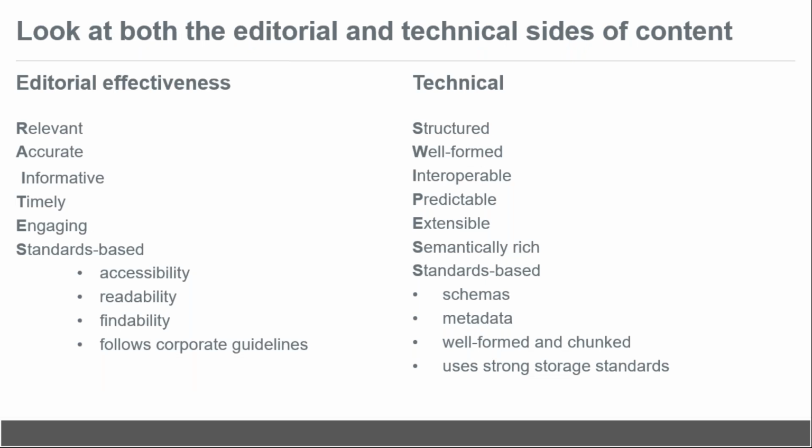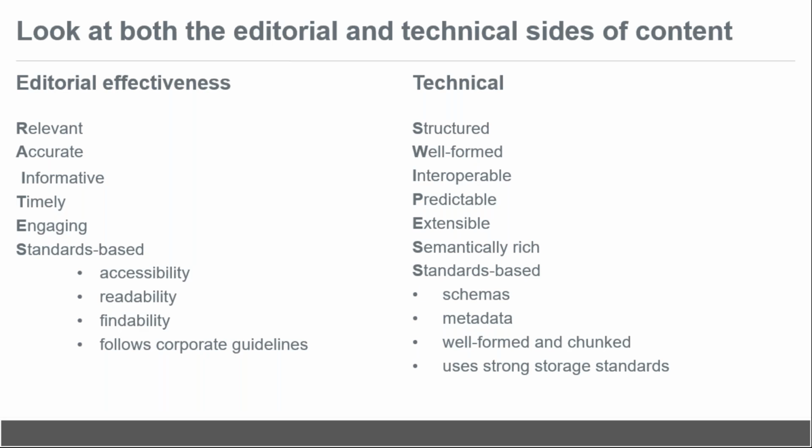So when we think about what our content needs, because that's really at the heart of all this, we need to look at the 2 sides to content: the editorial effectiveness of the content, and then the technical effectiveness of the content. So I've put together 2 acronyms that I keep in mind when I'm wondering whether the content that I'm producing is useful. So is it relevant, accurate, informative, timely, engaging, and standards-based? And I'm talking about editorial standards here.